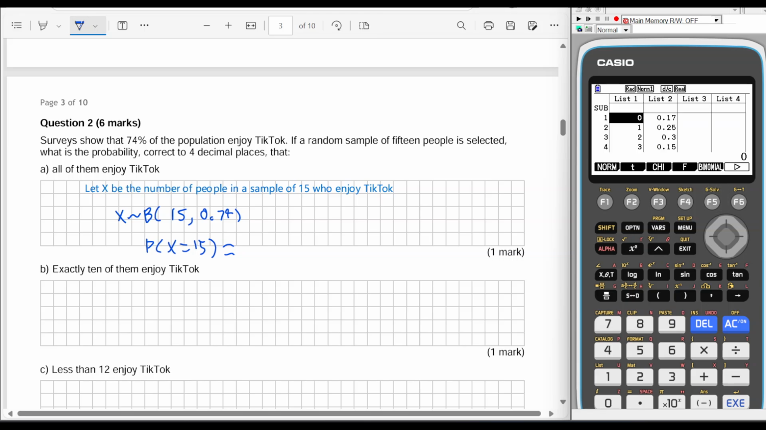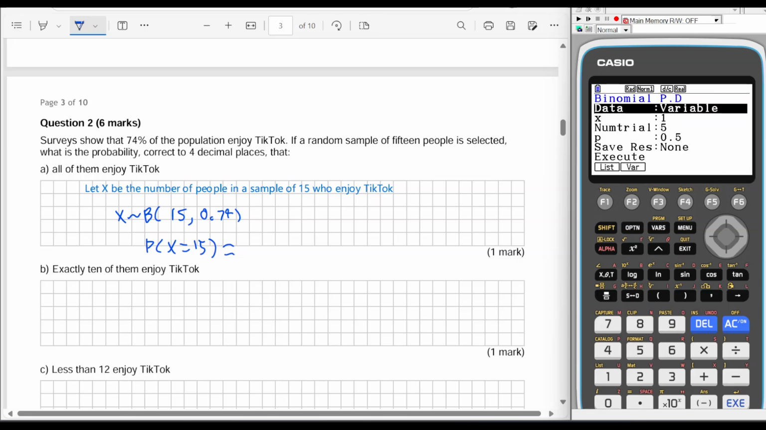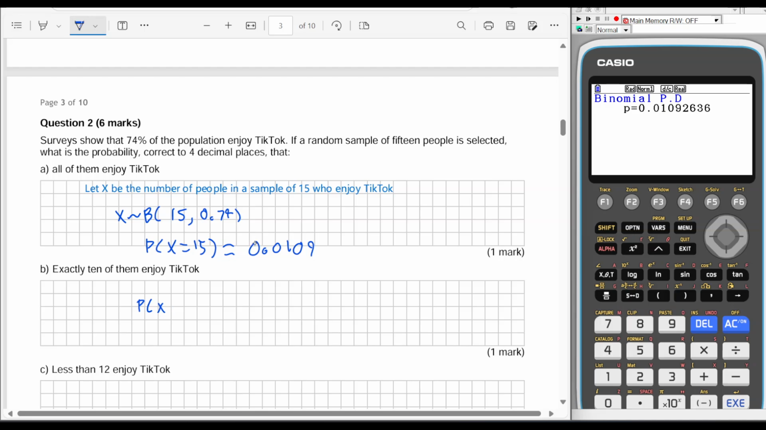Okay, so we can just do this directly with binomial distributions. So if we go there, dist binom PDF, 15, 15, and 0.74. We execute that and we get 0.011. 3 significant figures, I guess, should be 109 technically. Cool. Exactly 10, so probability that x is 10. Now that you've already done the notation for the first bit, you don't need to redo it. So we can just exit out here and we're going to go 10. And we can execute that, figure out what it is, 0.176.